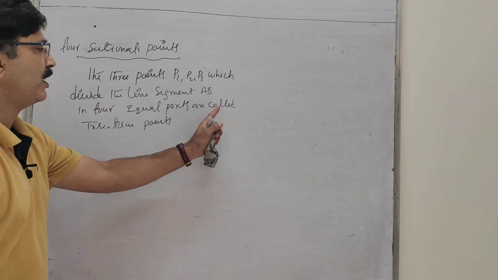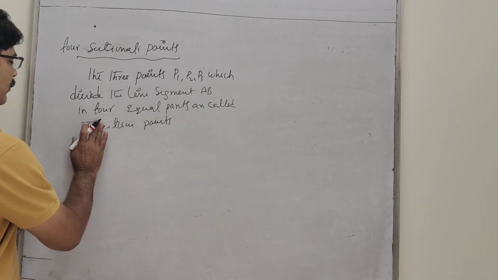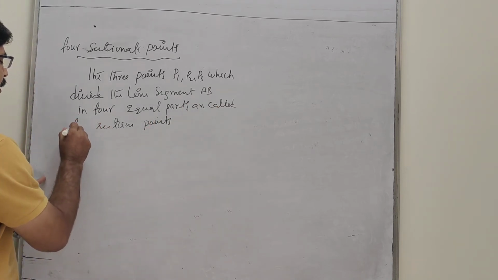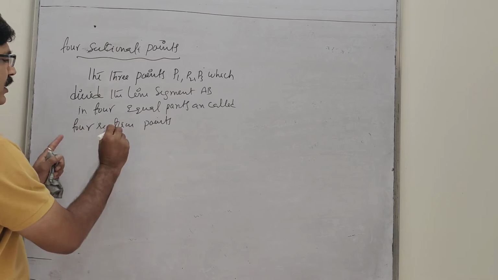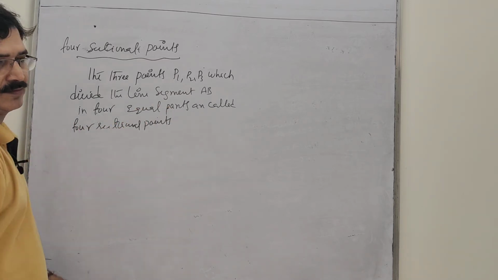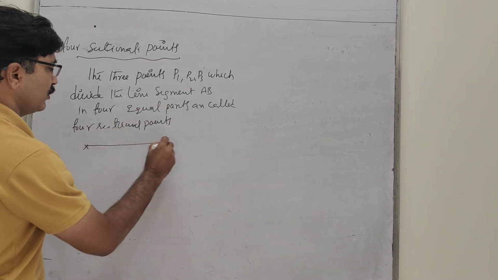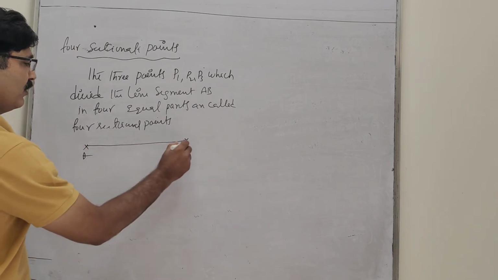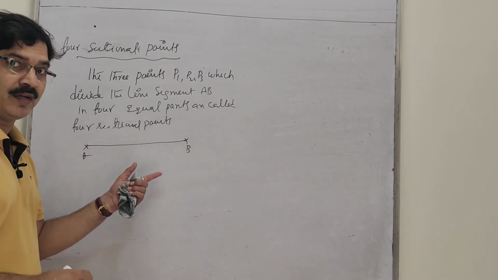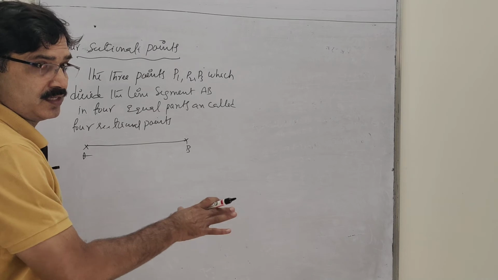Instead of trisectional, I have to say four sectional: four equal parts, four sectional points. What is that? It is very clear. Be careful here and please catch this point. There is a hidden point, and I would like to discuss that point.